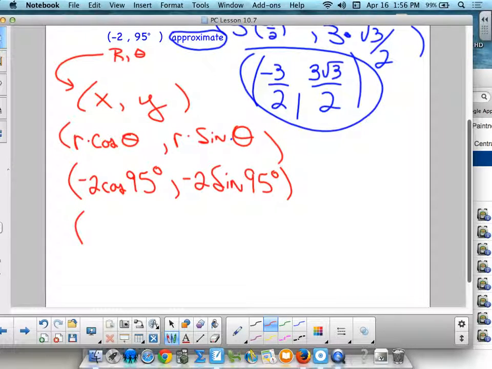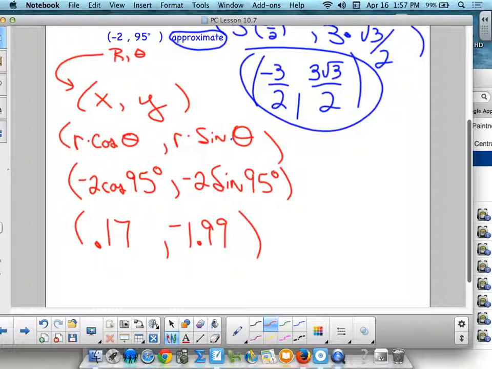How far should I go right or left? What's my x coordinate? 0.17. What's my y coordinate? Negative 1.99. Really? That's what I got. Okay. I for some reason don't remember that answer. Hang on. I'm sure you're right, Corey. My memory's going. You're right. My fault. All right. There it is.